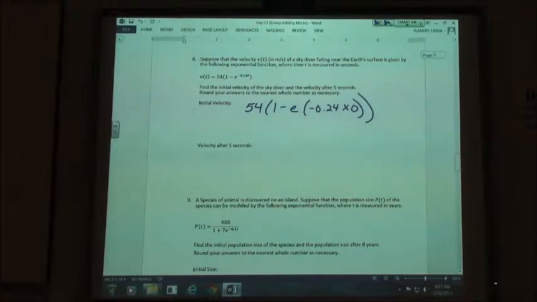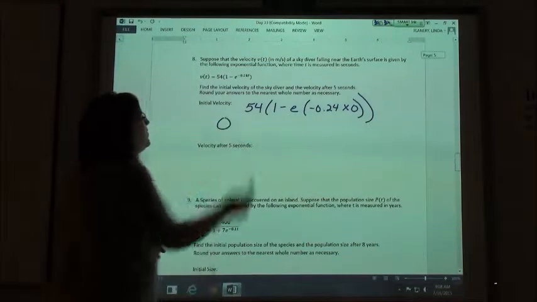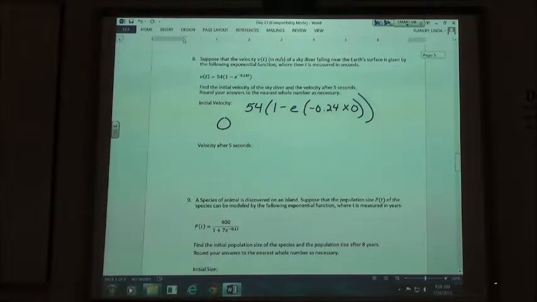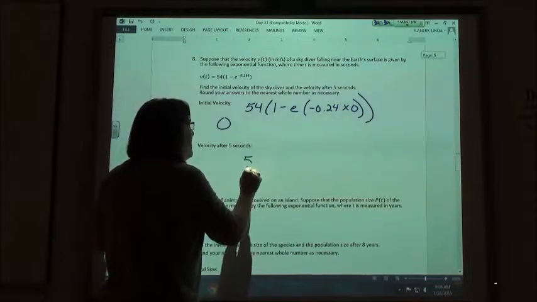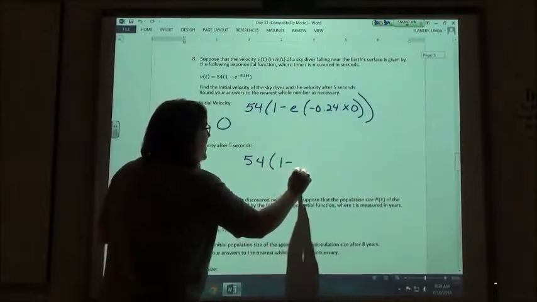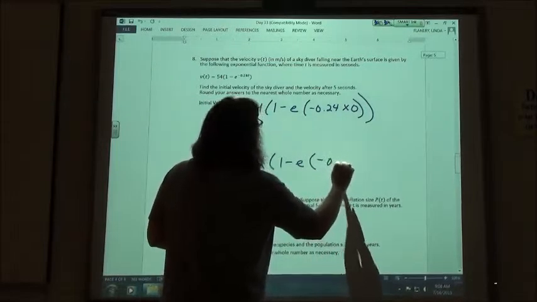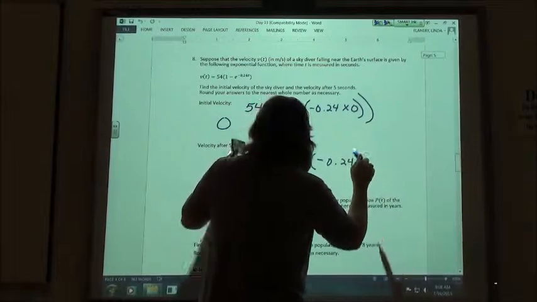And we are getting what for our initial velocity? We get 0. Yeah, they haven't taken off yet. He's probably still in the plane. So he has no velocity. So then we have 54, 1 minus e to the negative 0.24 times 5 seconds.